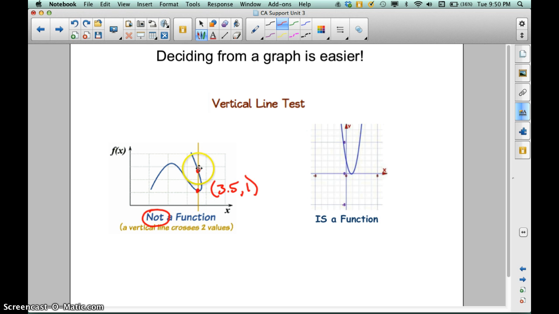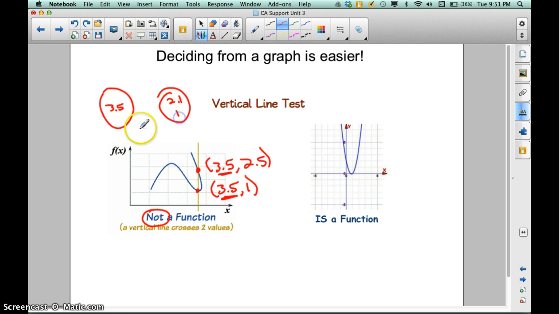This point goes over 3.5 also, but goes up, it looks like a little over 2.5, so let's just say 2.5. Look at our argument here. The same x, but 2 different y's. So if that was in bubbles, I'd have a 3.5 in this bubble, whatever else was in the bubble, and I'd have arrows going to 2 different places. I'd have an arrow going there, and I'd have an arrow going here. And that's not allowed. That's why the vertical line test works.